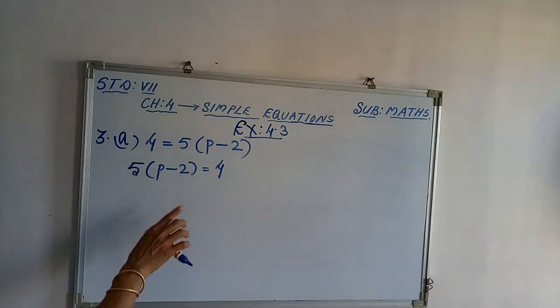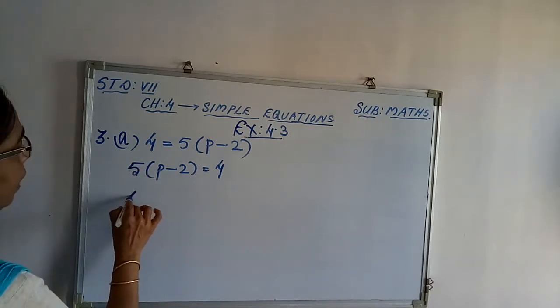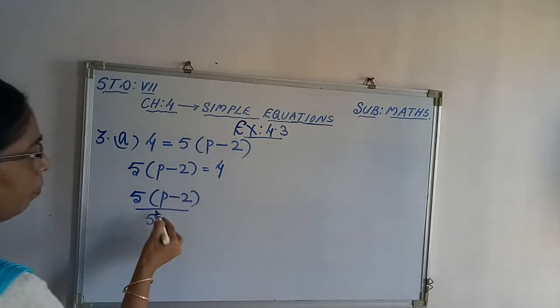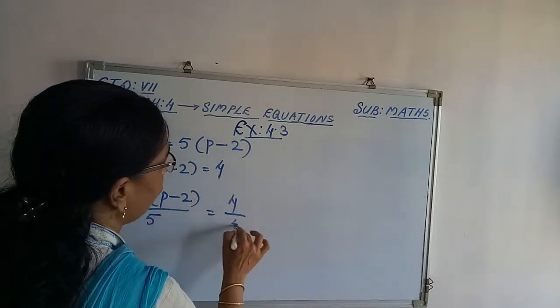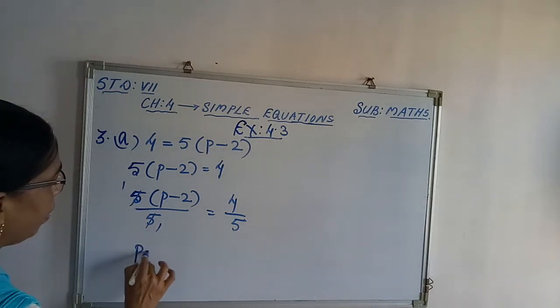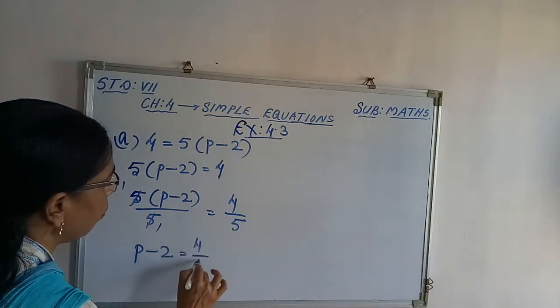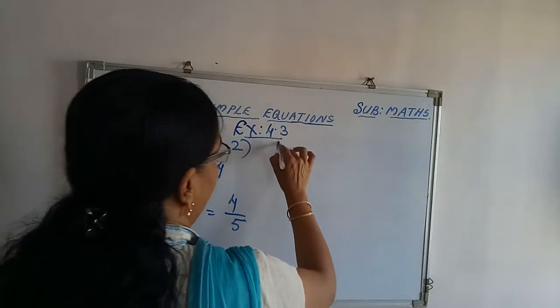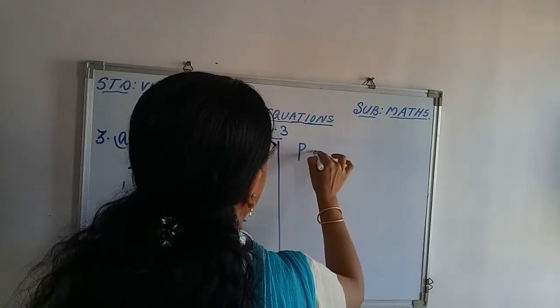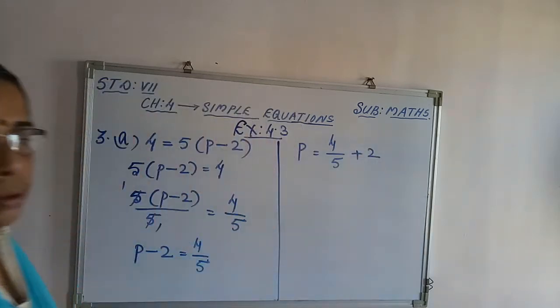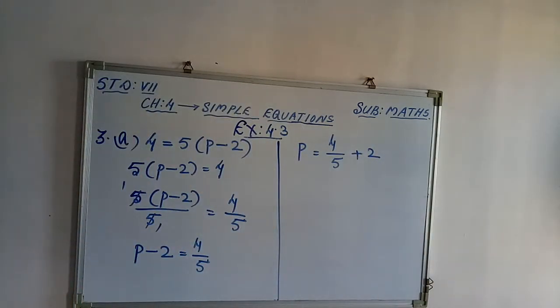Divide both the sides first by 5. So we get 5 into P minus 2 upon 5, that's equal to 4 upon 5. 5 and 5 gets cancelled. We get P minus 2 is equal to 4 upon 5. Now next what you have to do is transposing this minus 2. So what you get by transposing minus 2? P is equal to 4 upon 5 plus 2. Transposing, the sign will change.